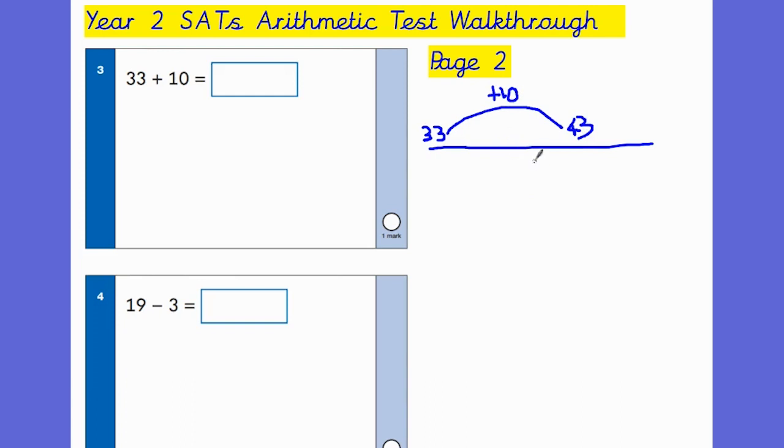Another visual that they could use is starting with their tens and ones grid. So tens here, ones here. And this is where we would have taught that in school, they would create their big number first, which is 33.